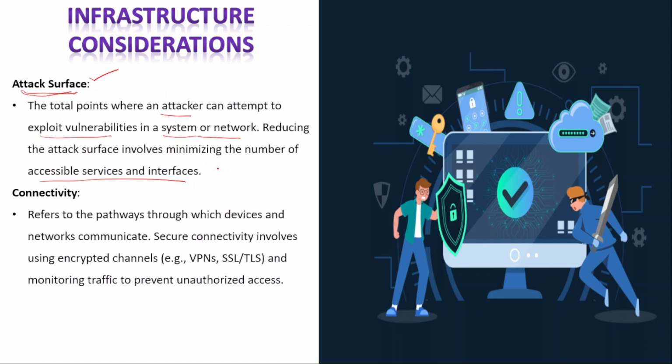The less the attack surface, the more secure the system is. So you always need to reduce the attack surface, and it is done through removing or disabling unnecessary services, uninstalling unnecessary applications, disabling unnecessary open ports, and so on and so forth. Connectivity refers to the pathways through which devices and networks communicate. Secure connectivity involves using encrypted channels through VPN and SSH/TLS and monitoring traffic to prevent unauthorized access.